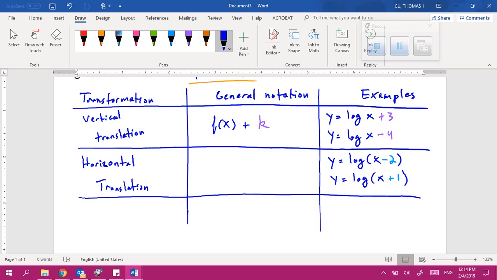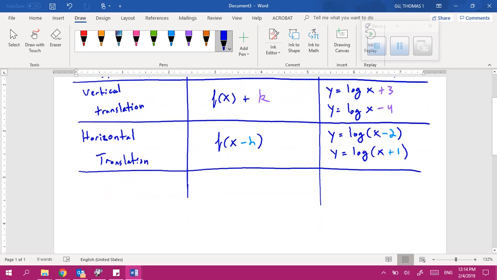And the general notation for horizontal translation is going to be f, and then in parentheses, x minus h. Like this. Notice always when we have a horizontal translation, you're subtracting a number from x. That's what we think of as the inside. But really, you're just subtracting a number from x.